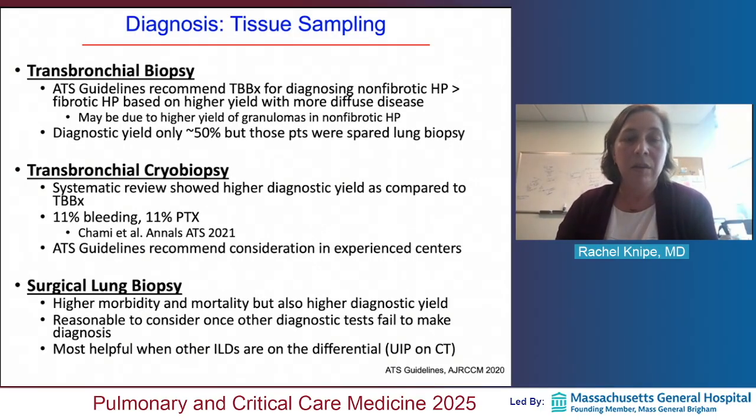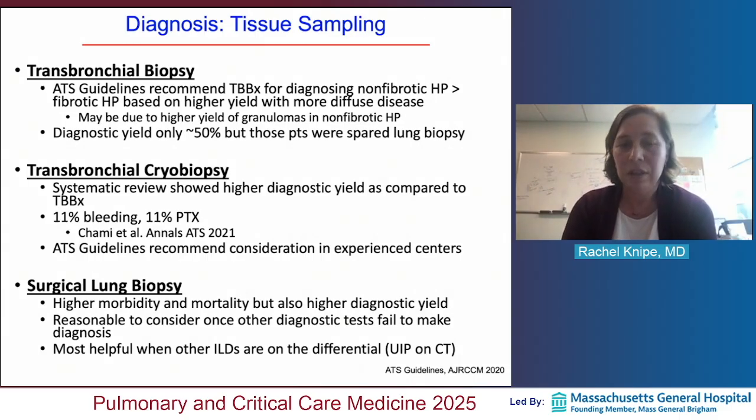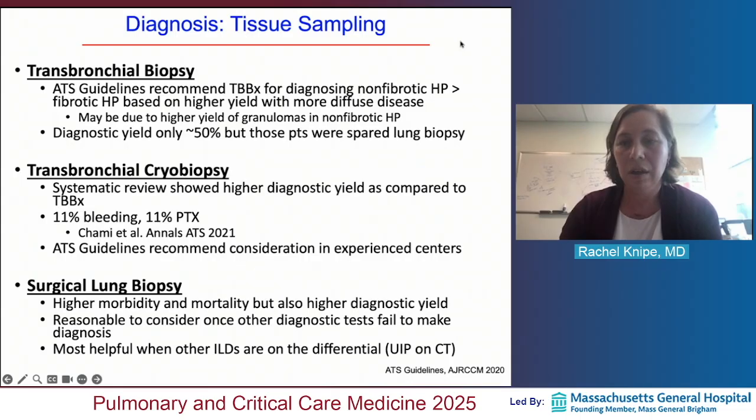And then finally, the most invasive of the biopsy options, a surgical lung biopsy, does give you the biggest piece of tissue and has been reported to have the highest diagnostic yield, but also carries with it higher morbidity and mortality risks as it is more invasive. And just to make the point, I think it can be most helpful when other ILDs are on the differential, including UIP, such as having more of a UIP pattern on CT.